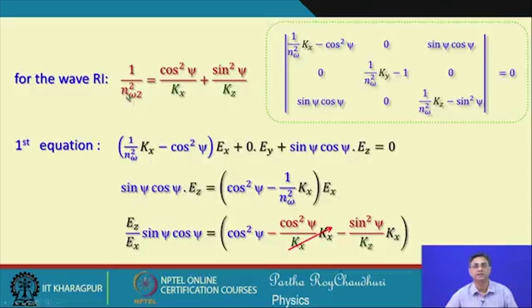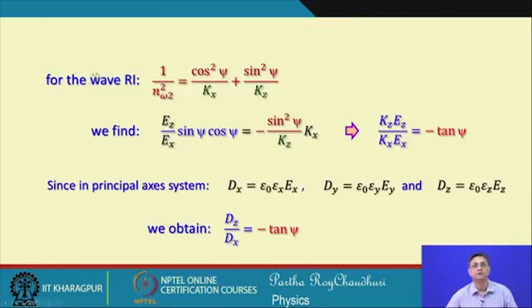Now, for the second solution, that is 1 by n omega square is equal to this. If I now substitute into the first equation, you can see that the second term is itself 0 into E y, and the third term you have this. So, if you arrange this equation, sin psi cosine psi into E z equal to this into E x. So, E z by E x into sin psi cosine psi, you can see that this quantity identically vanishes when you use the value of 1 by n omega square equal to this. So, they will vanish.